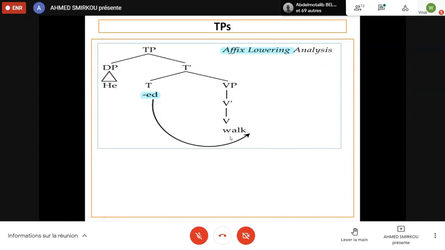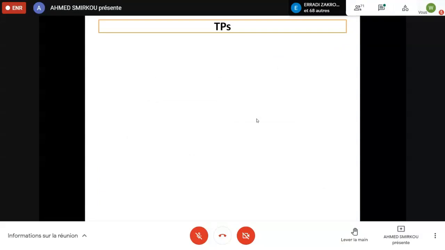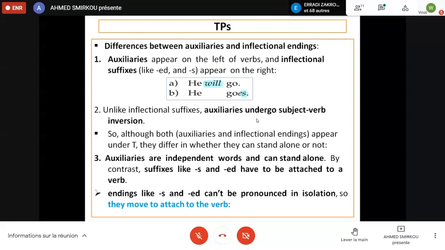So when we have inflection endings, we have to write the inflection morpheme here under T. Then it must lower down. It must be attached to the verb because it cannot stand alone. It's not independent. But with auxiliaries, for example, if we have must, can, etc., there is no movement. There is no affix lowering because the auxiliaries are independent. They can stand alone. Is it clear? Is there any question? So this is the difference.